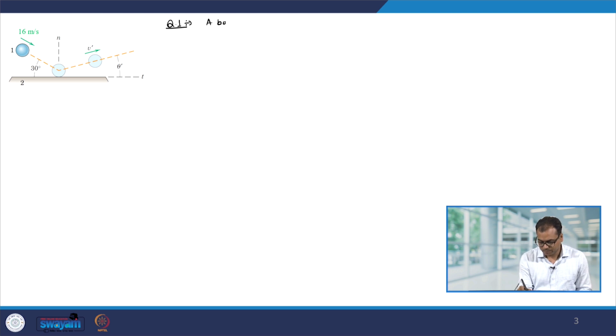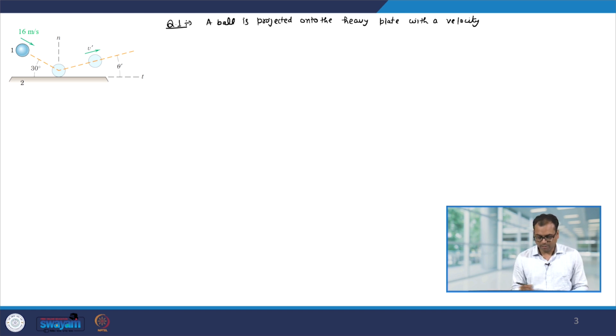A ball is projected onto the heavy plate with a velocity of 16 meter per second at the 30-degree angle as shown.